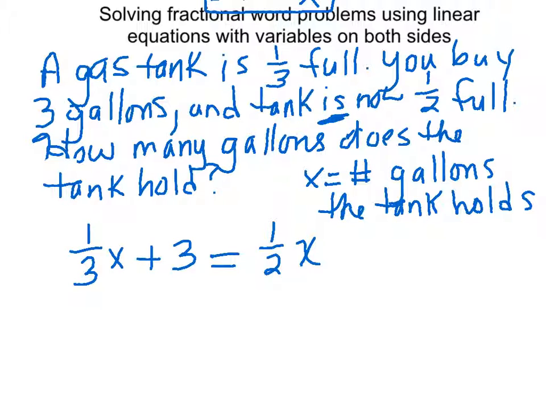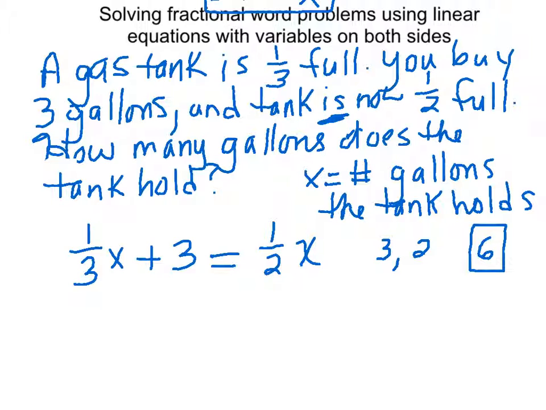So we look at the bottoms of the fraction. The first fraction has a 3, the second fraction has a 2, and to find a number that they both go into evenly, I think it's easy to see that 3 times 2 is 6. Both of them will go into 6 evenly with no remainder, so 6 is going to be our magic number.